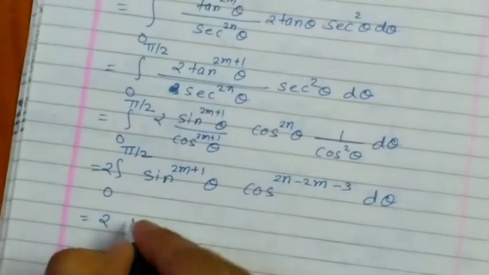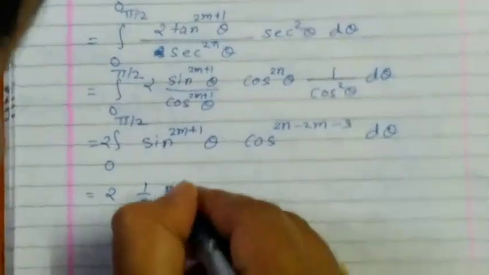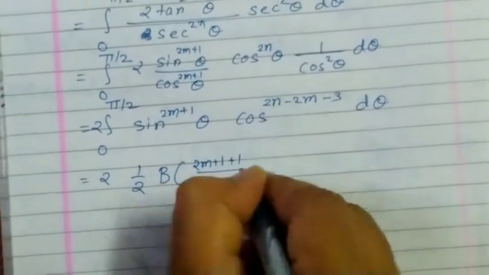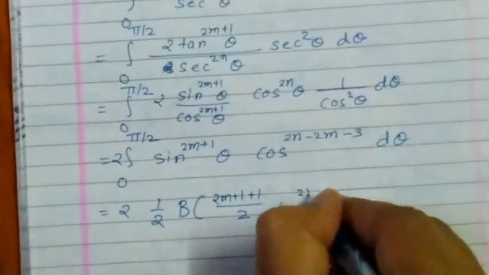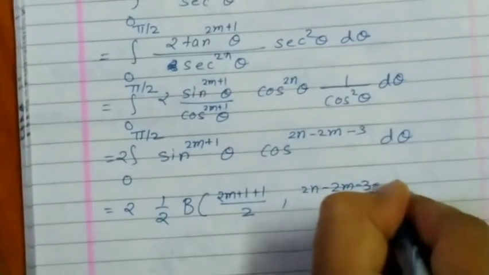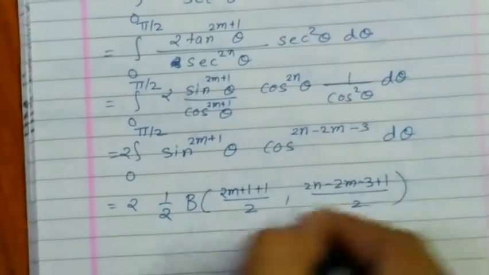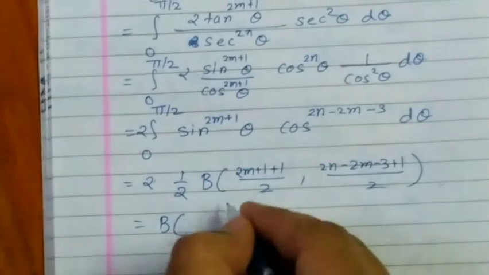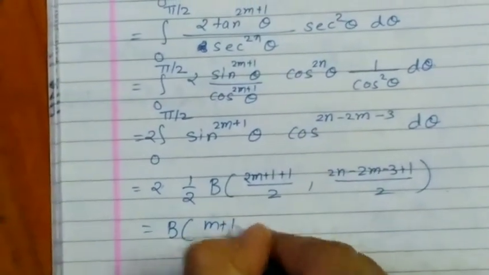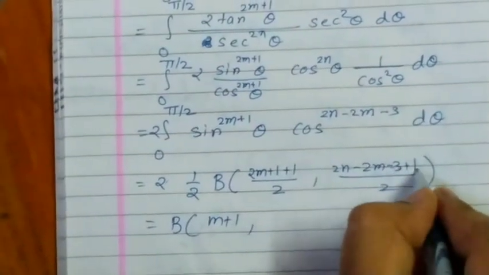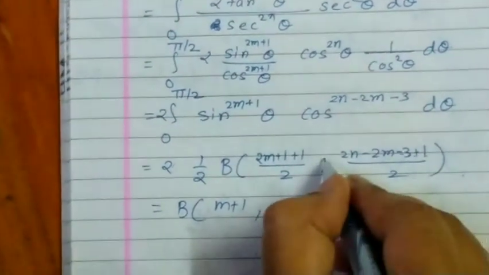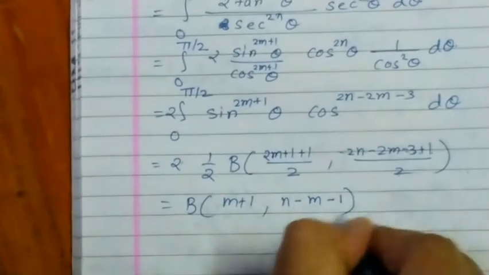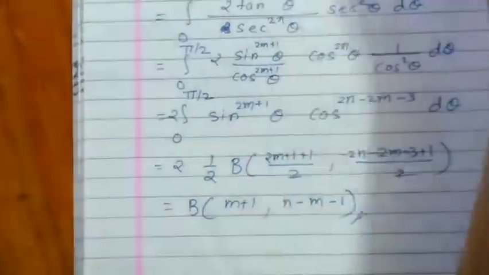So this is equal to 2 times 1 by 2 times beta of 2m plus 1 by 2, comma 2n minus 2m minus 3 plus 1 by 2. Further the 2s get cancelled, and 1 plus 1 becomes 2. Taking 2 common from here, we get beta of m plus 1. From this, minus 3 plus 1 becomes minus 2. Taking 2 common, 2 upon 2 gets cancelled, and I get n minus m minus 1, which is as expected.